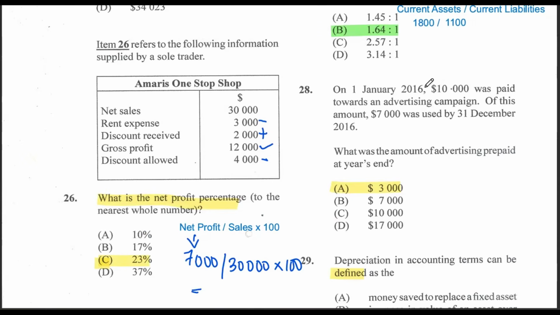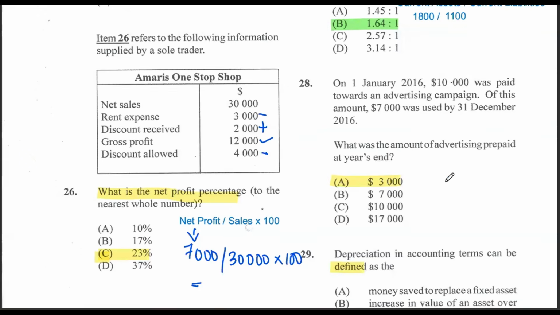On January 1st, 2016, 10,000 was paid towards an advertising campaign. Of this amount, 7,000 was used. What was the amount prepaid? Well, if 10,000 was paid, we used up the value of 7,000. It means $3,000 would have been prepaid.